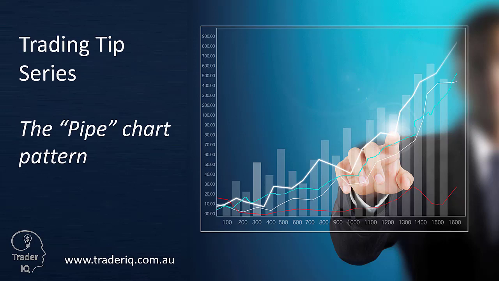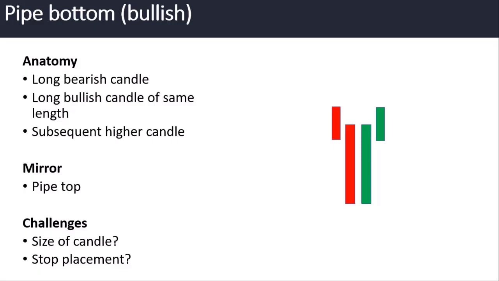The pipe chart pattern. One of the less commonly used, but possibly one of the more reliable chart patterns that exist when looking at price action and change in sentiment is something called the pipe. Let's just give you a description of this in terms of its anatomy. And we'll focus on the pipe bottom, which is bullish.